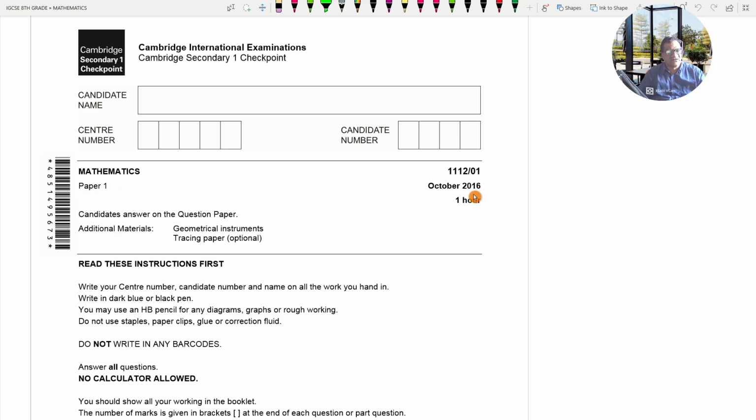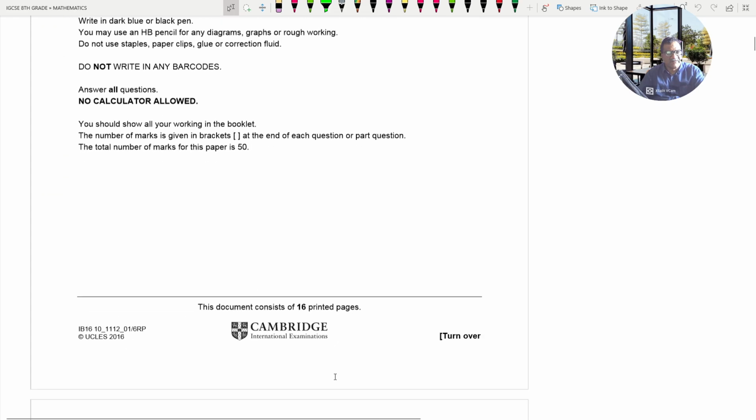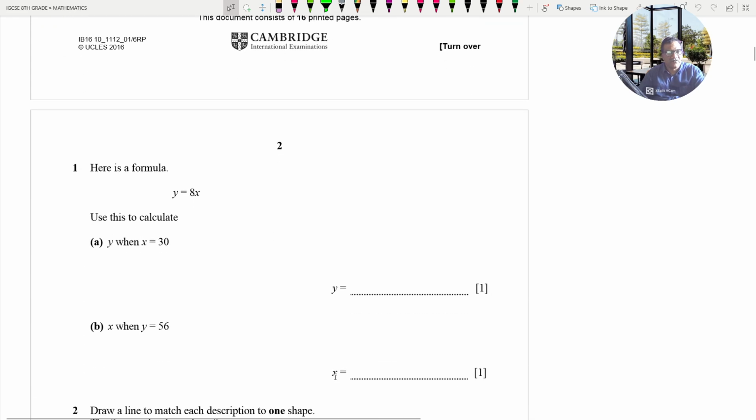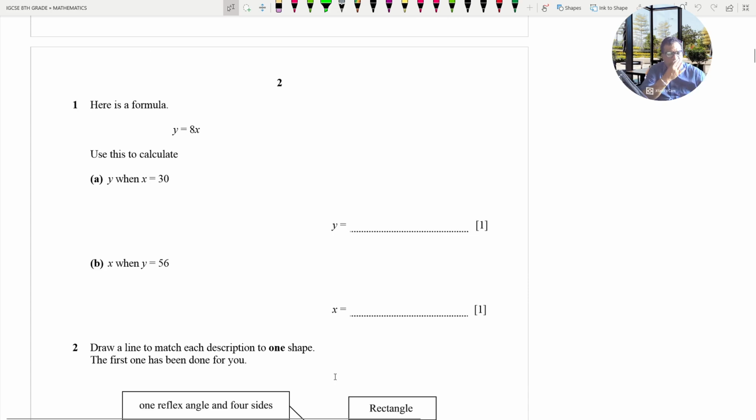So let us get started and go to the very first question. Now, this is the question over here, the first one. It says that in the formula y is equal to 8x, calculate y when x is equal to 30. So the best thing you can do is put x equal to 30 and see what answer you are getting. 8 into 30, 8 threes are 24, so 240 is the answer. So your y has to be 240.